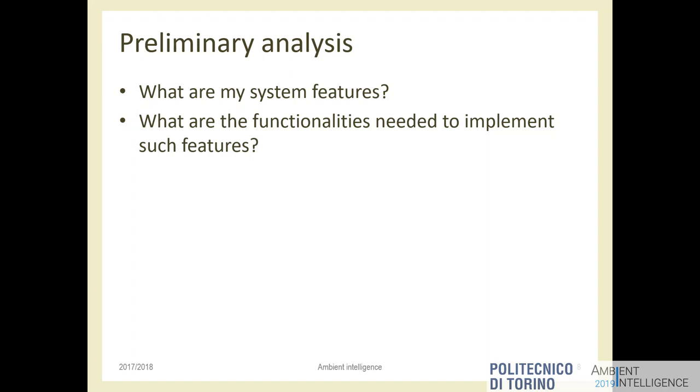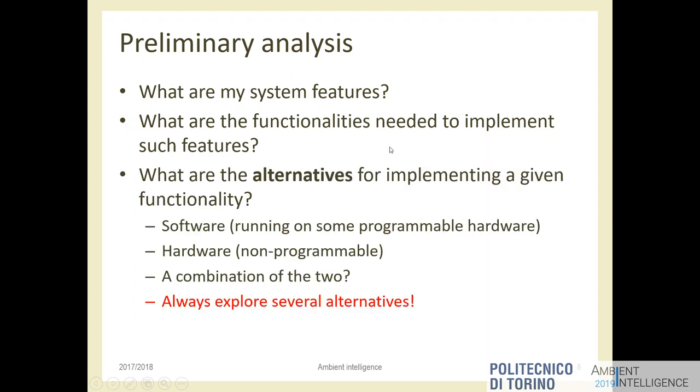okay, for feature number one, what functionality do I need? Oh, I need the historical value of the temperature. Okay, that's one functionality. Getting and storing the historical value of the temperature. So I will need some way of measuring the temperature, of sending it to a server somewhere, storing it, and querying it. So there are low-level functionalities that are needed for implementing a given feature, for example.